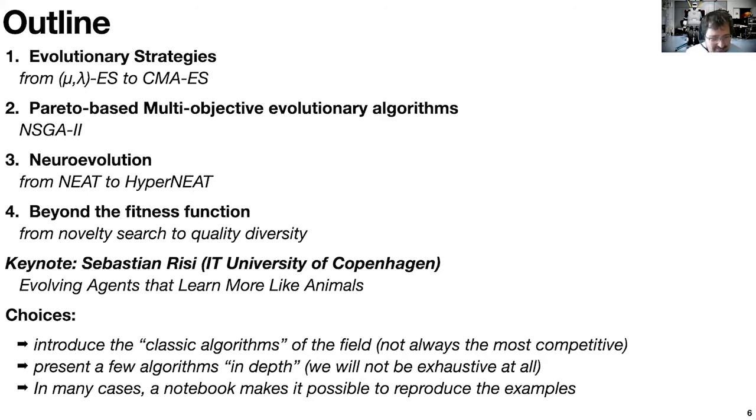Just for the question, what's the main difference between reinforcement learning and evolutionary strategies? I think that would be answered in the class, so that's probably a question for later. We'll not do it by now. So I will leave the stage to Denis for the first two parts, so evolutionary strategies and Python-based multi-objective evolutionary algorithms.